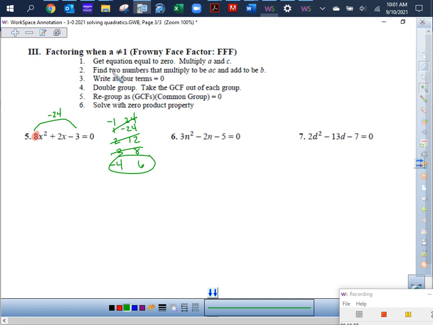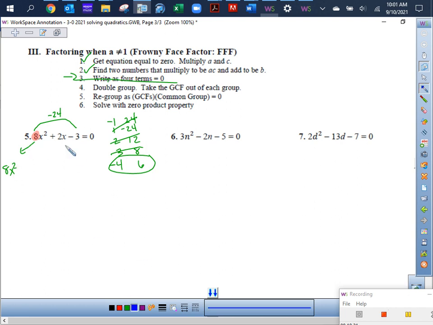Now we've got to go through the frowny face process to do this. And here's how I wrote it out. So we got this done. We got it equal to 0. We multiplied a times c. We found our two numbers. Now we're going to rewrite as 4 terms. Here's our 4 terms. I call this guy our leadoff man. This 8x squared, he's our leadoff man.